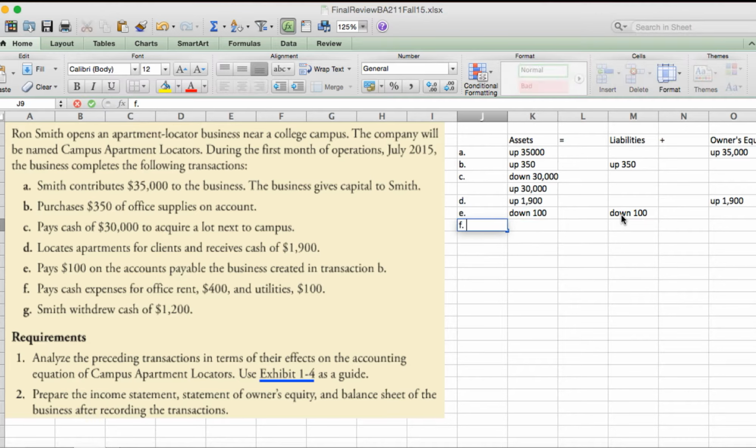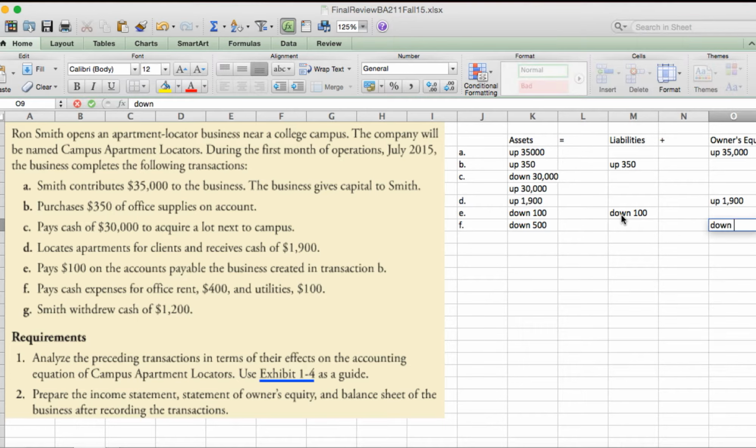F pays cash expenses for office rent, $400, and utilities, $100. Okay, so these are expenses, and we're paying them in cash. So paying anything in cash obviously causes cash to go down. It will go down by $500.